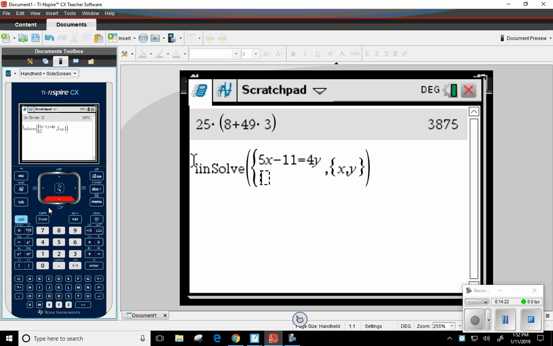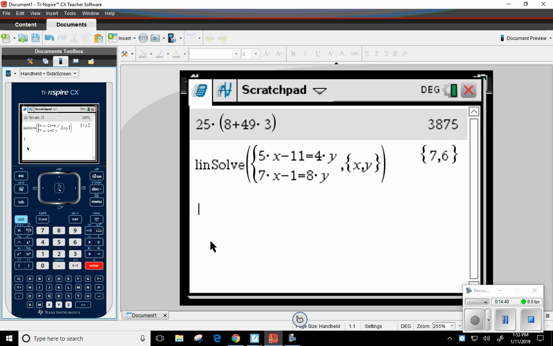And then what was the other equation? 7x minus 1 equals 8y. So you just type it in exactly as you have. As soon as I push enter, oh, 7, 6.